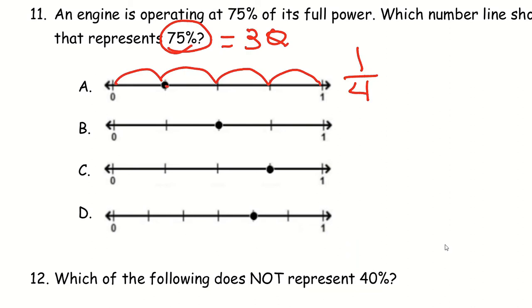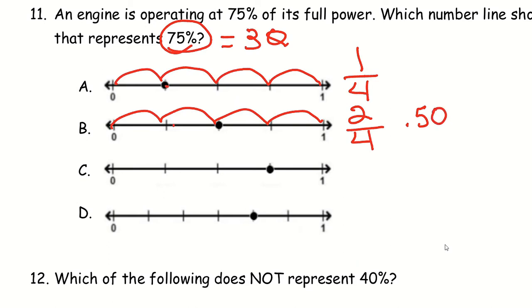Okay, let's look at B. 1, 2, 3, 4. So we're fourths again, and it's at the 1, 2. So how much is 2 quarters? 50 cents. That's not gonna be my 75.